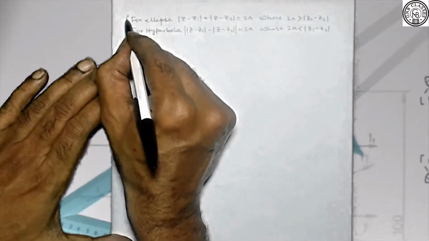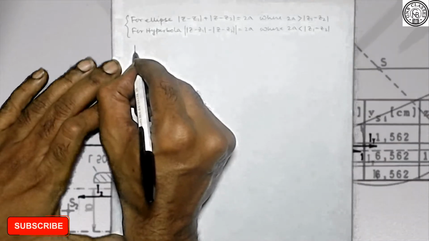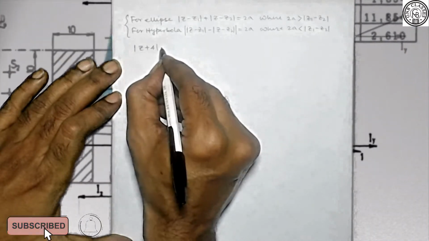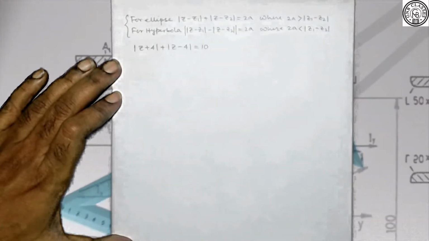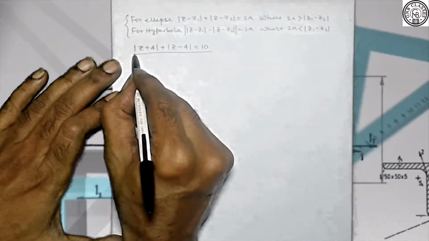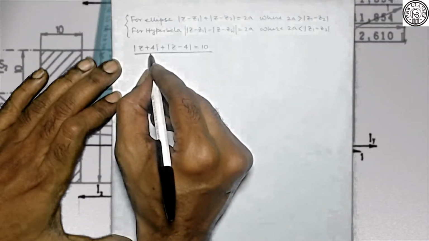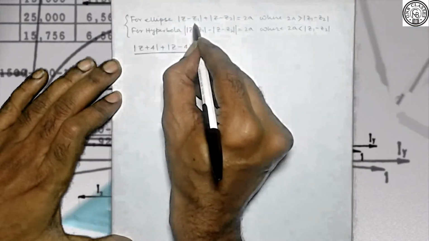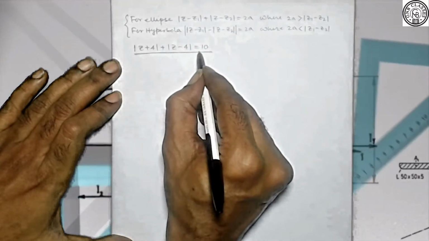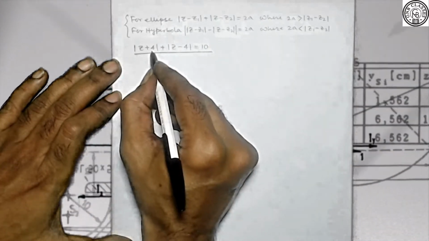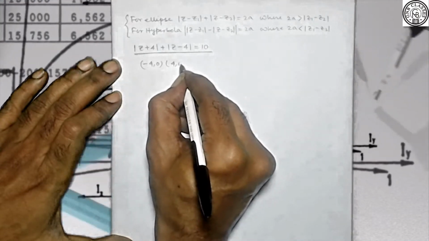So I've written here the two conditions for ellipse and hyperbola. Now let me take an example. Say mod of z plus 4 plus mod of z minus 4 is equal to 10. What does this represent on a complex plane? So first of all, we will find out. Here we know that in mod of z minus z1 plus mod of z minus z2, when there is a plus sign in between, we will always think about an ellipse first, whose foci will be at minus 4 comma 0 and 4 comma 0. Yes or no?